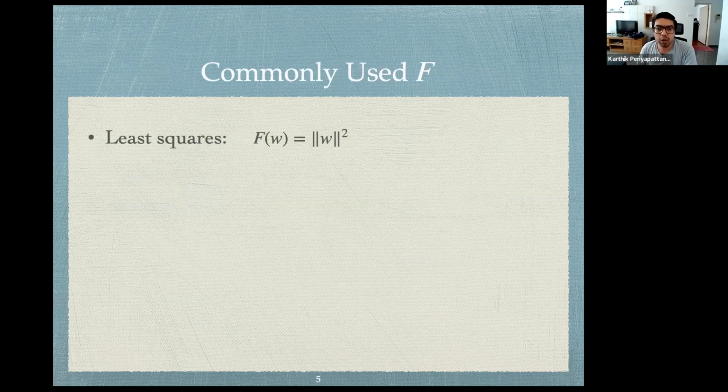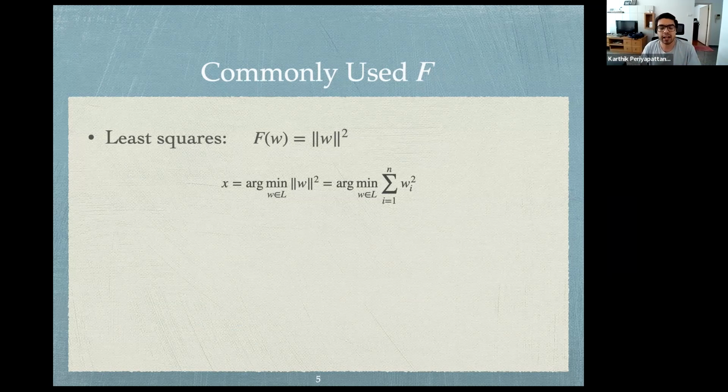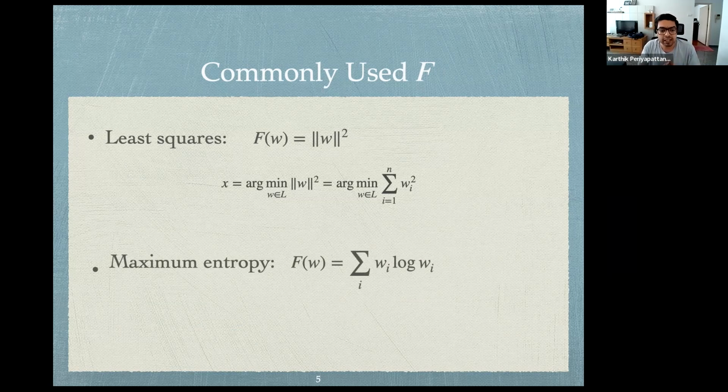Of course, we all know some commonly used examples for f. One is the very well-known least squares method. In this method, in order to pick a solution, we choose f of w as the squared L2 norm of the vector, and we pick x as the unique element which minimizes the L2 norm. Another very well-known method is the method of maximum entropy, in which we choose f as the negative entropy, so that minimizing f is the same as maximizing entropy. So x is picked as that vector which has non-zero components and satisfies the maximum entropy principle. So these are some commonly used f.